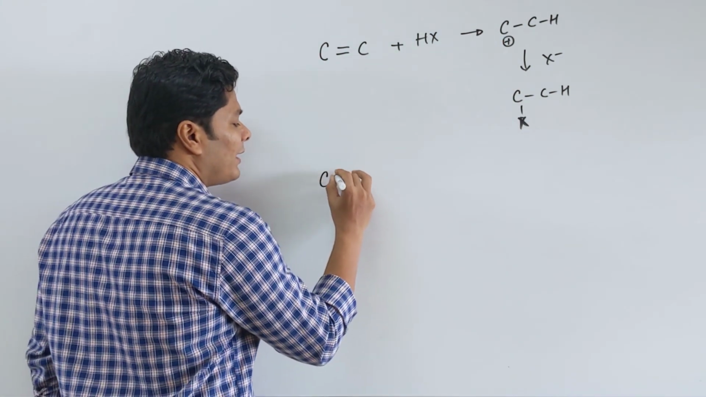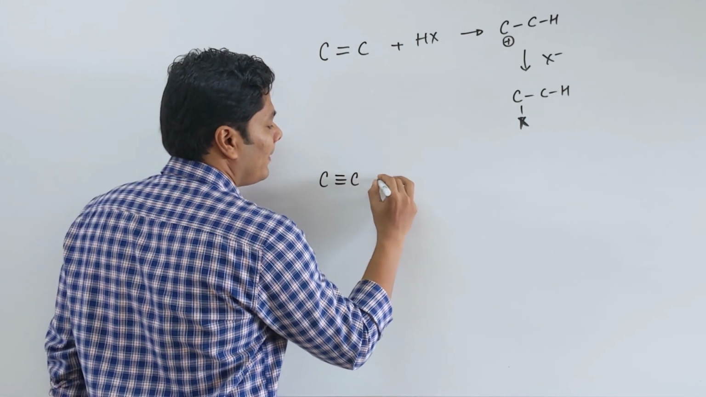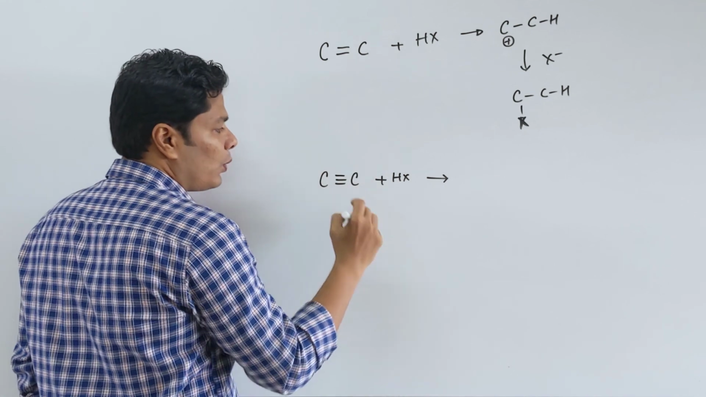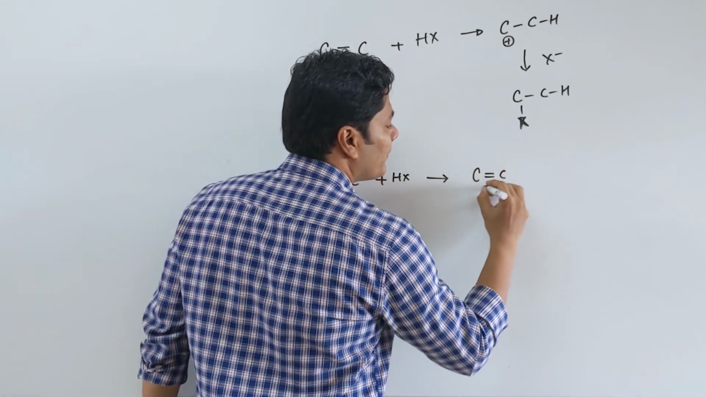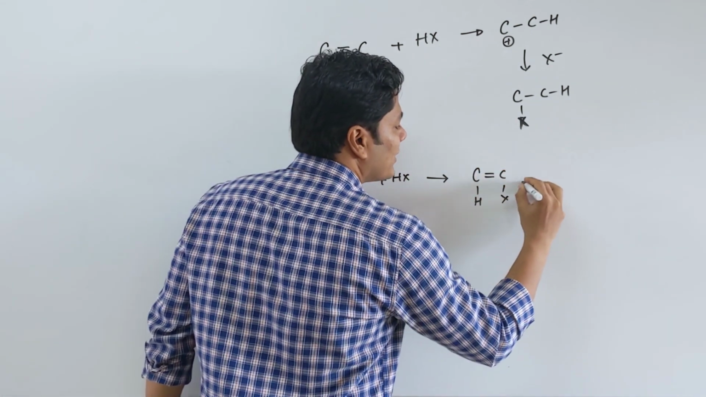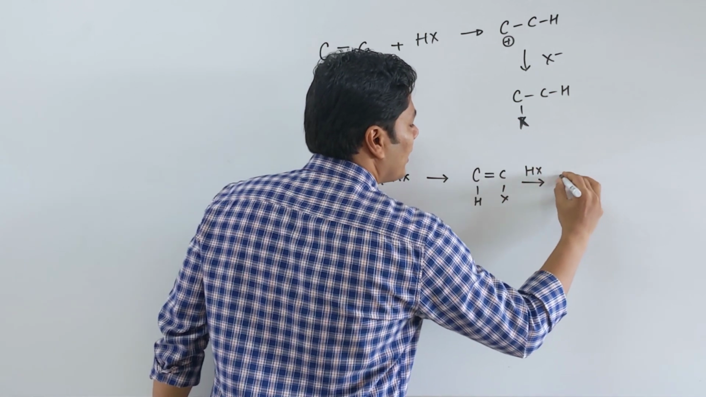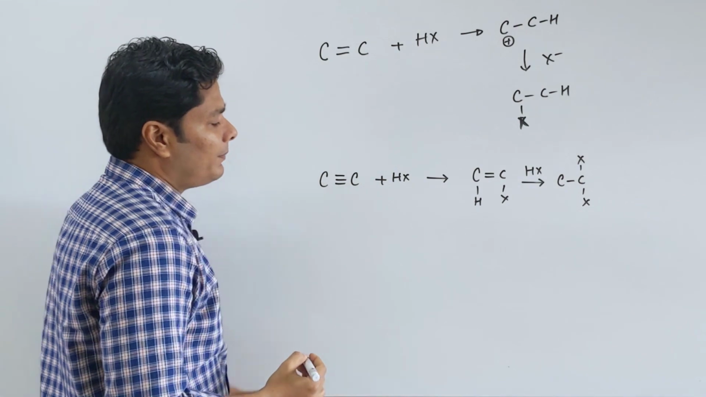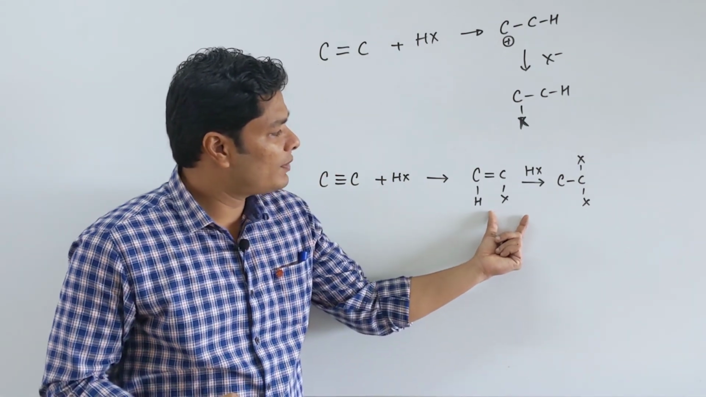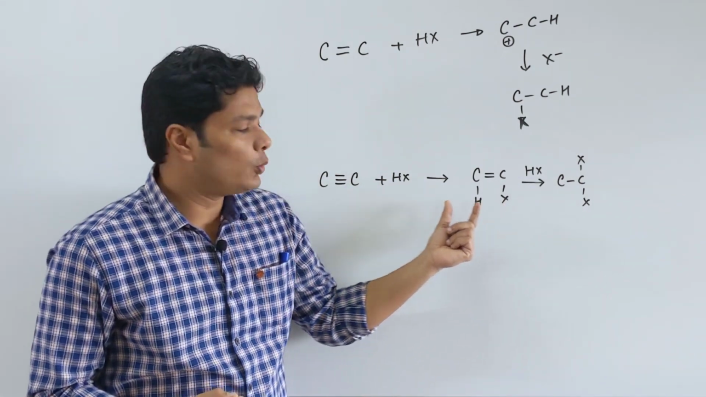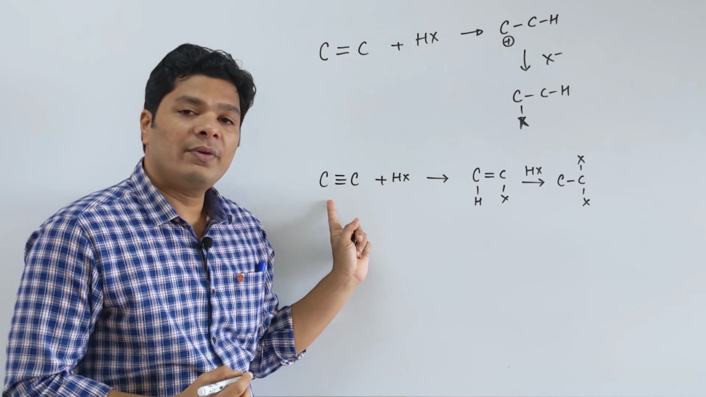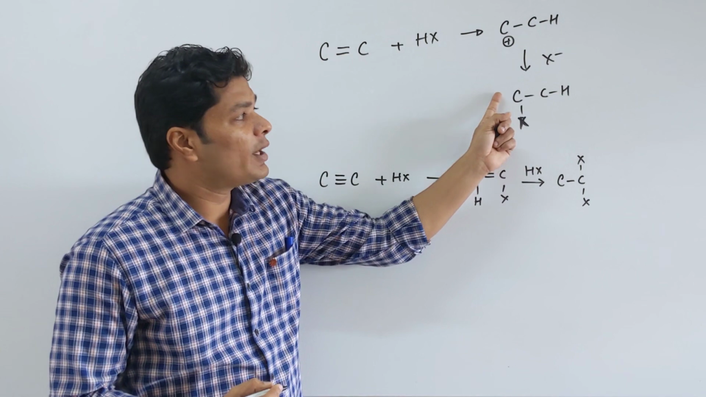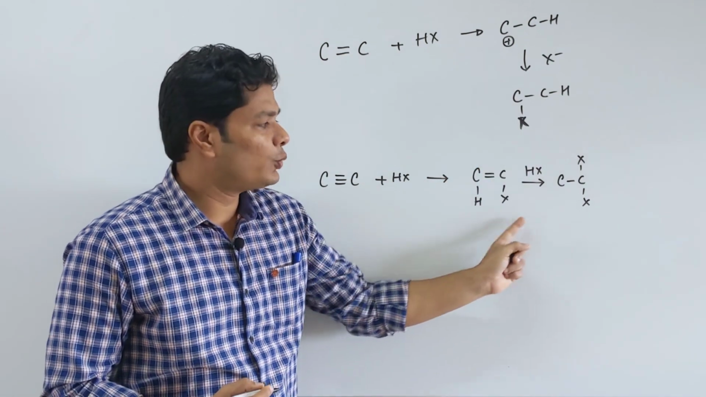Now I can also have an alkyne plus HX, we have already seen this. If I add one molecule, I'll end up with this. I add one more HX, I'll end up with this. Again, the X atoms, both of them are attached to the same carbon because we go through addition of an electrophile, formation of a more stable carbocation. Same thing happens over here as well. Markovnikov addition just two times.